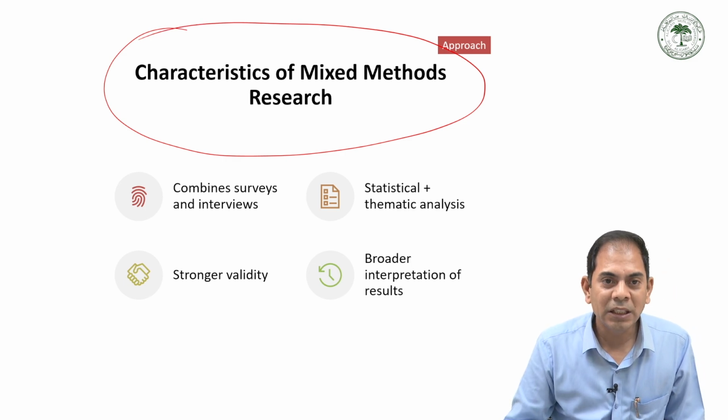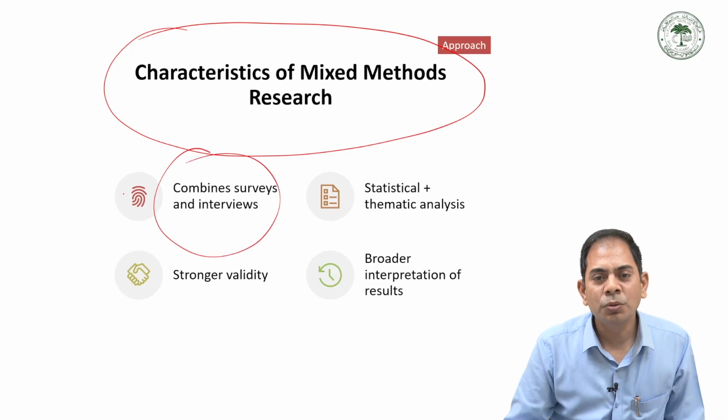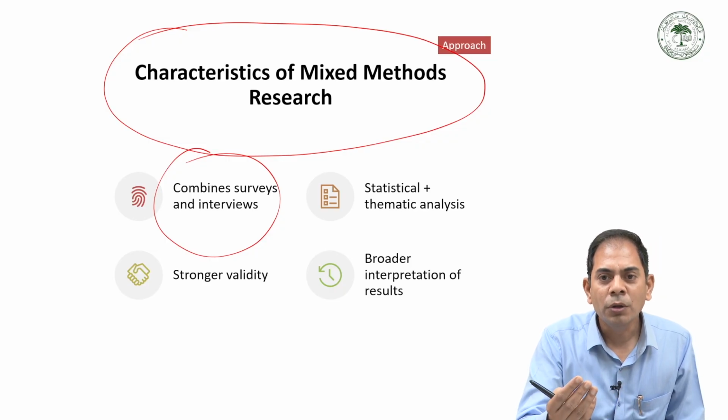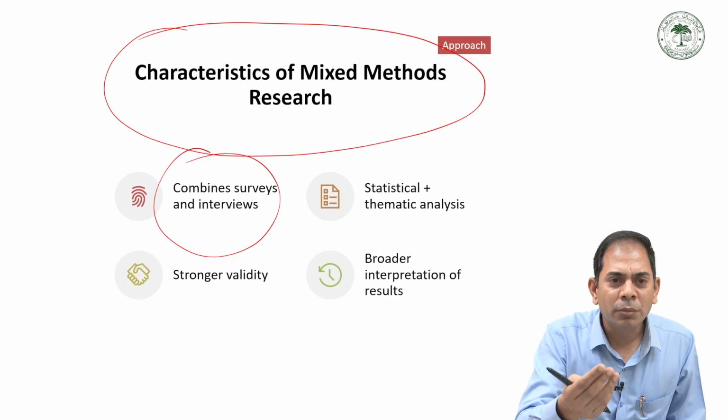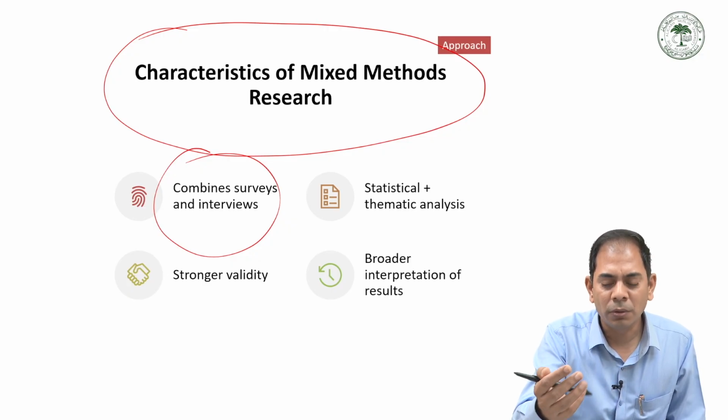Next important thing is the characteristics of mixed method research. Number one is the combined survey and interview. Mixed method research uses both quantitative and qualitative techniques. Generally, surveys are used to collect numerical data, and through the interview we collect feelings, experiences and opinions. So both are combined and generally used in our research.